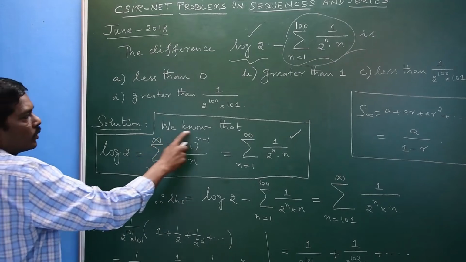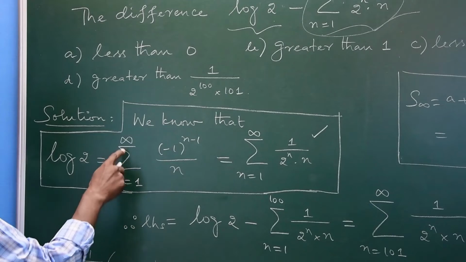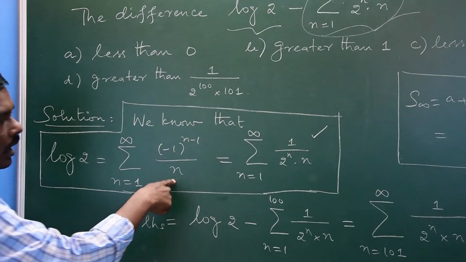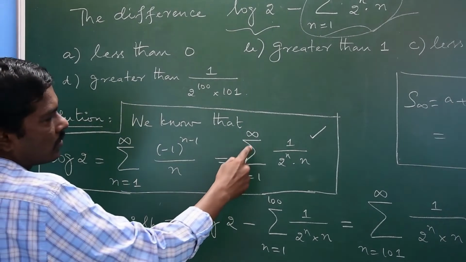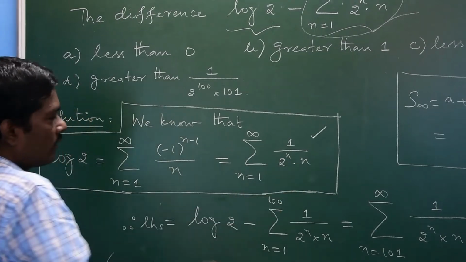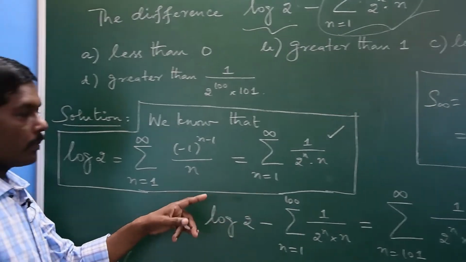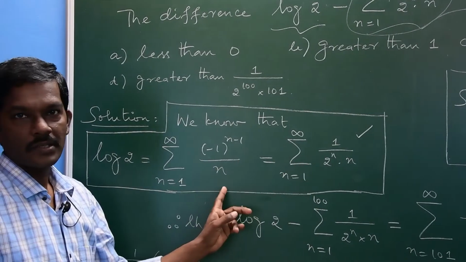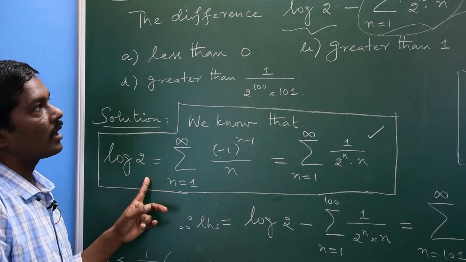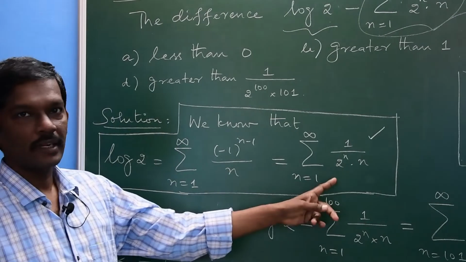We know that the expansion of log 2 is summation over n equals 1 to infinity of minus 1 power n minus 1 over n, or summation over n equals 1 to infinity of 1 by 2 to the power n times n. We have given only two infinite series expansions, but there are many available for log 2. So depending upon the problem, we choose which series representation of log 2 to take.